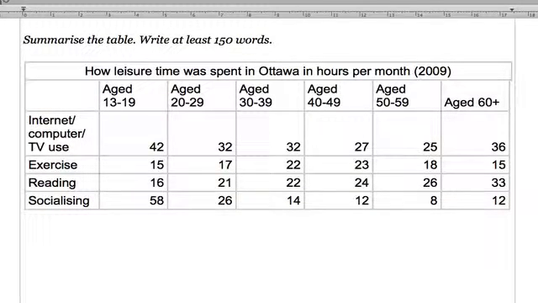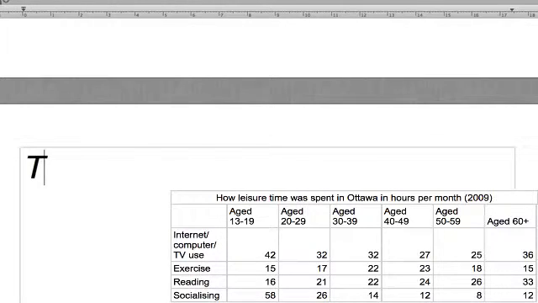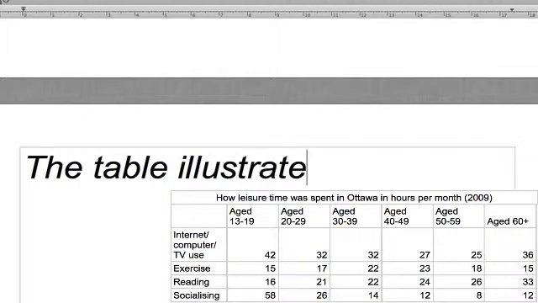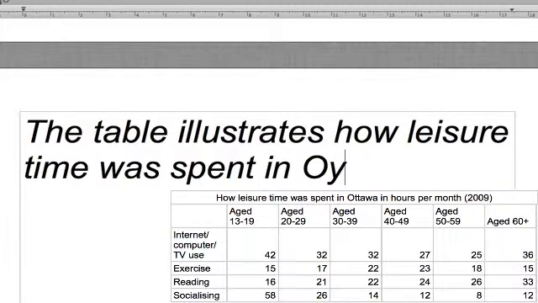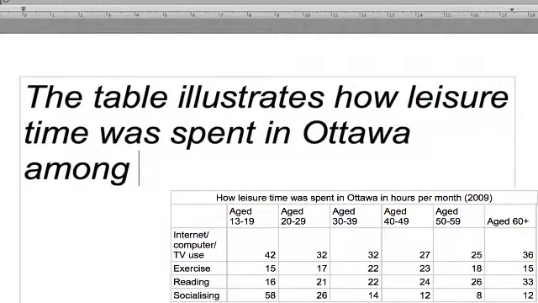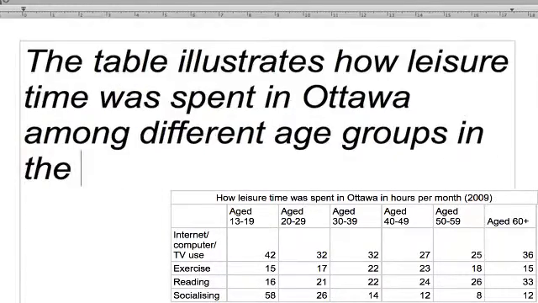Okay, so the first paragraph, like we were saying, is going to be just a broad declaration of what the information shows. So the table illustrates how leisure time was spent in Ottawa among different age groups in the year 2009.